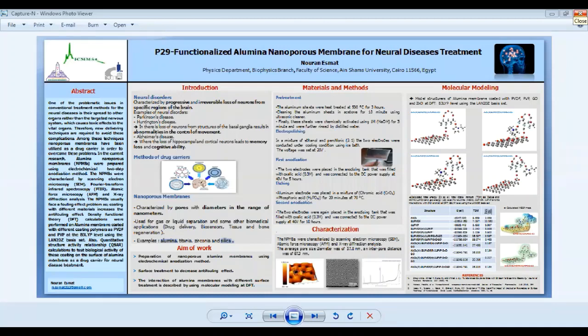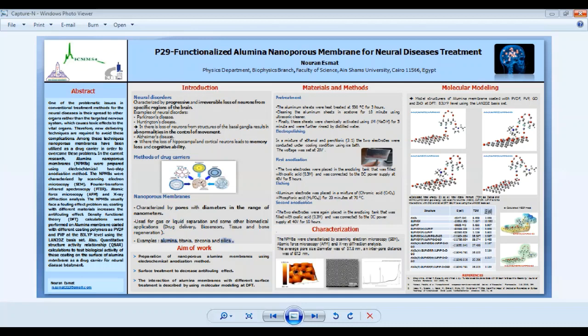Poster number 29, and its title is Functionalized Alumina Nanoporous Membrane for Neural Disease Treatment, presented by me, Nouran Ismat Said. One of the problematic issues in conventional treatment methods for neural disease is their spread to other organs rather than the targeted nervous system, which causes toxic effects to the vital organs. So, in this work, we focused on using nanoporous alumina membranes as a drug carrier in order to overcome these problems.